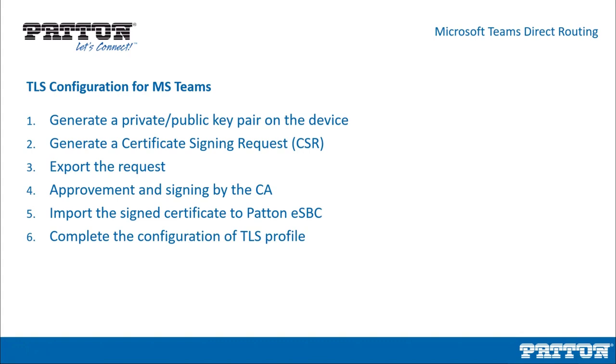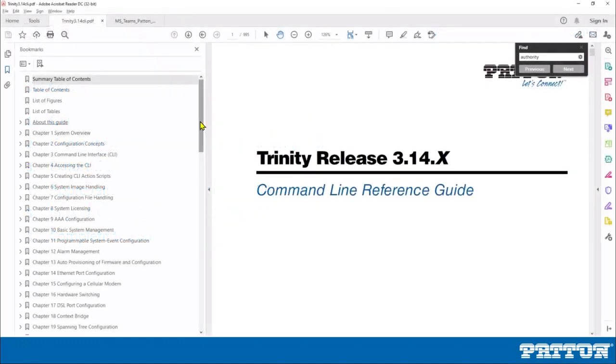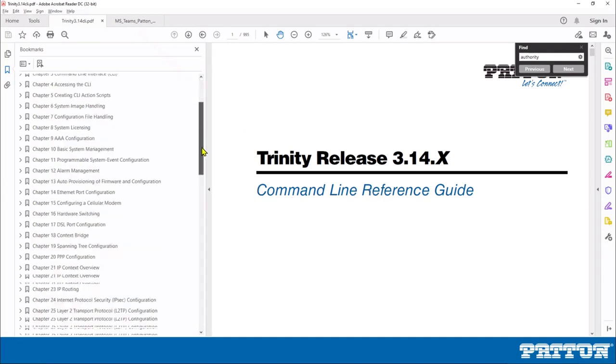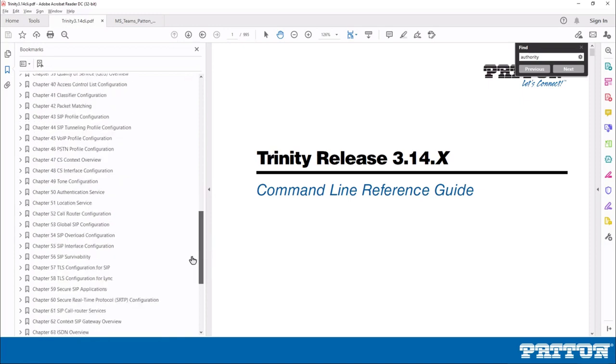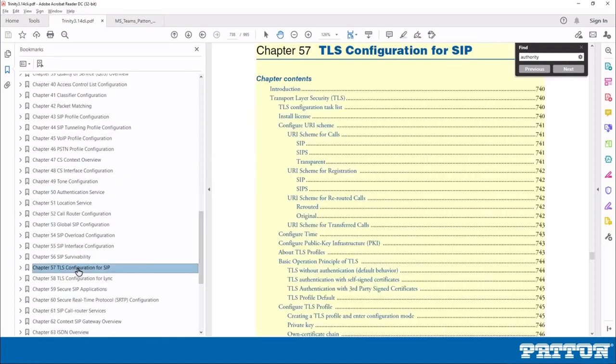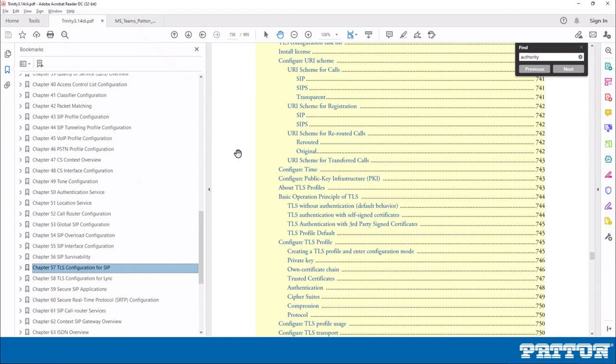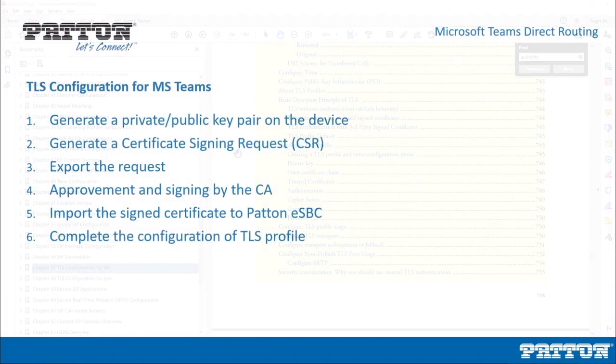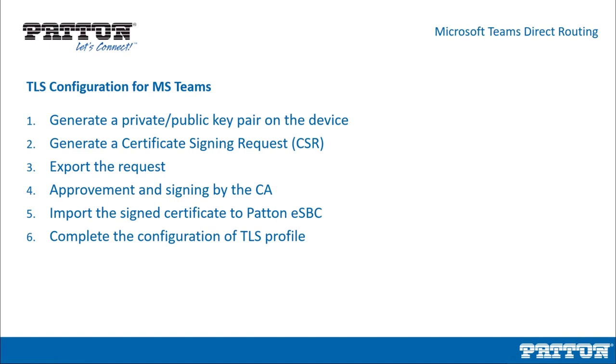with Microsoft Teams. We would like to remind you that an excellent chapter to read before you start can be found in the Trinity Command Line Reference Guide. It is the chapter on TLS configuration for SIP. Here you have all the details and all the conditions that must be met before you configure TLS. And here in this lesson, we are going to cover the necessary commands that will lead you to a successful TLS configuration. So let's begin.